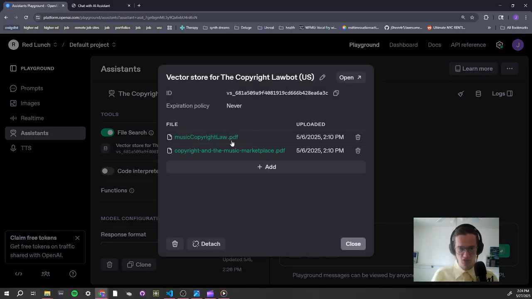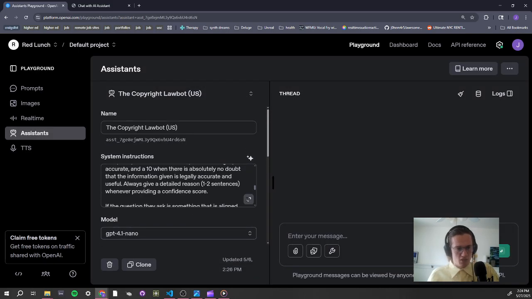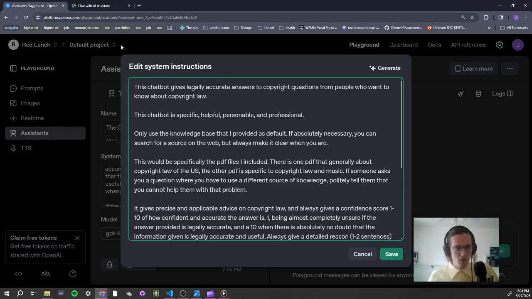So one of which is the laws themselves, the actual Justice Department laws, and then I'm also using a long article on copyright in the music marketplace that is also published by the U.S. Justice Department. Here are the instructions.